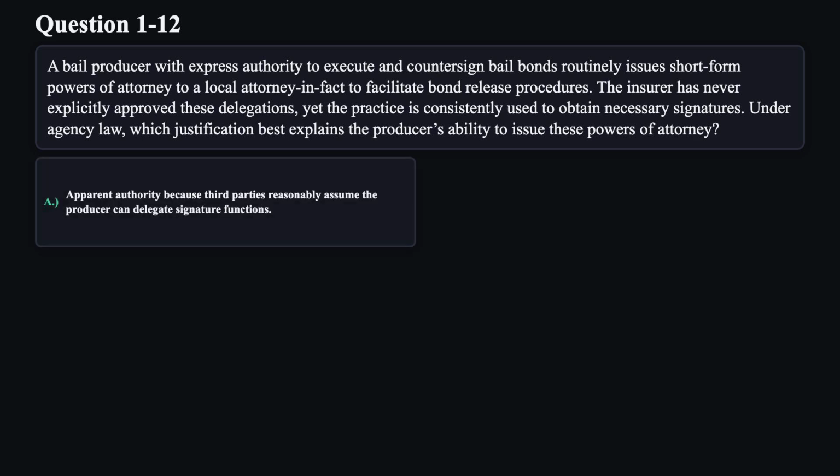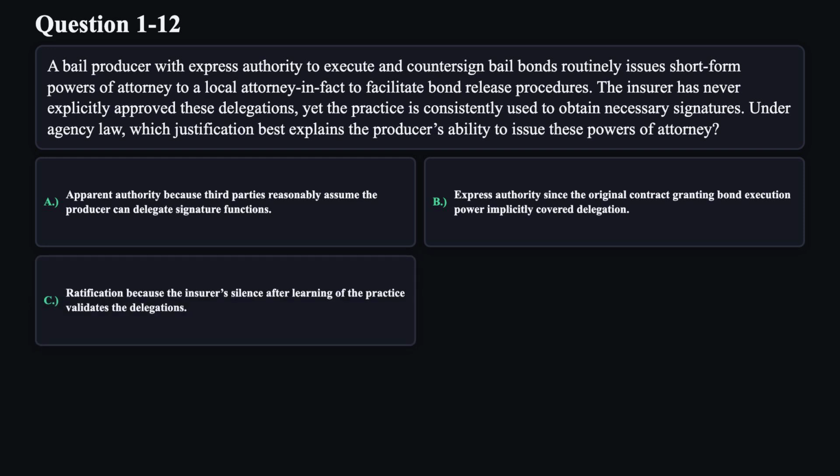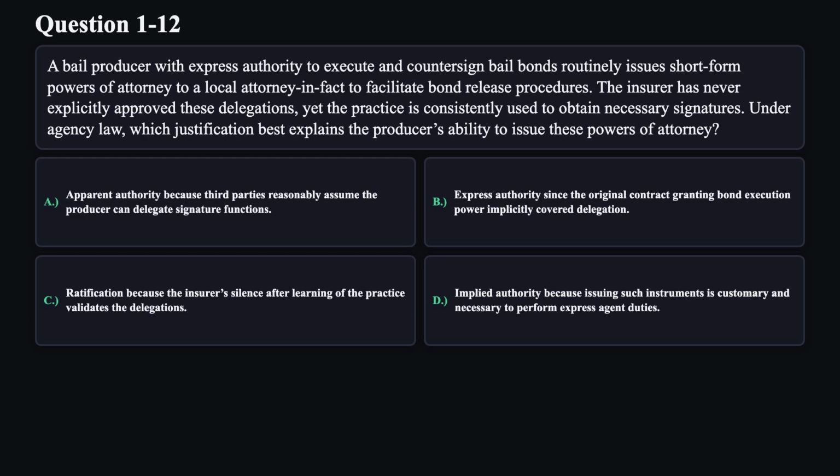A. Apparent authority because third parties reasonably assume the producer can delegate signature functions. B. Express authority since the original contract granting bond execution power implicitly covered delegation. C. Ratification because the insurer's silence after learning of the practice validates the delegations. D. Implied authority because issuing such instruments is customary and necessary to perform express agent duties.